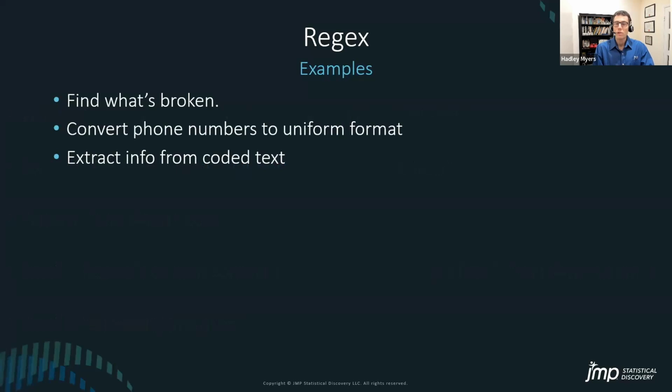So the examples we're going to look at include automated machine messaging, indicating error messages at different parts of the system. What we want to do is extract the components that are broken from all of these messages. I'll show you how to do that. We're going to take phone numbers that have been entered manually in all different crazy formats, and put them in a uniform format. And we're going to extract info from coded text.